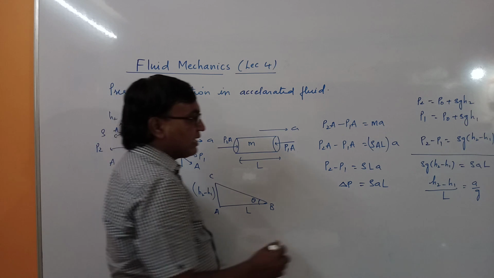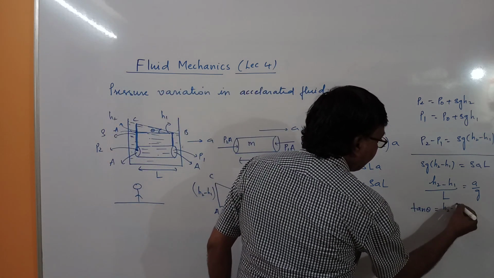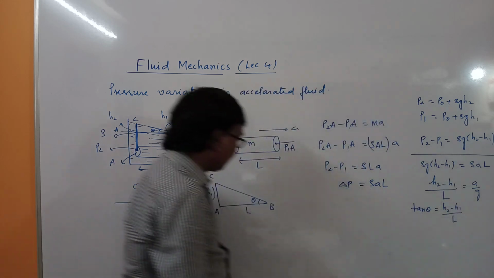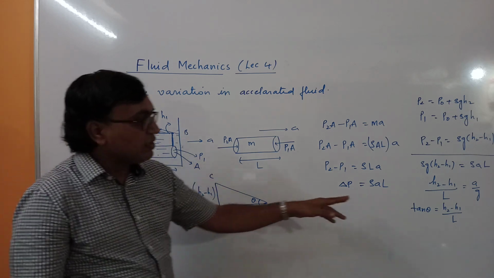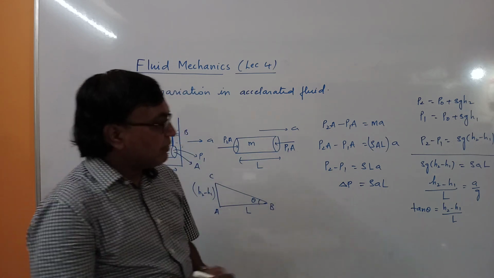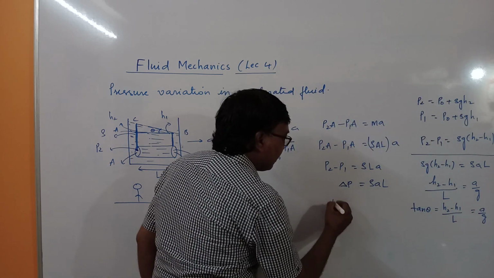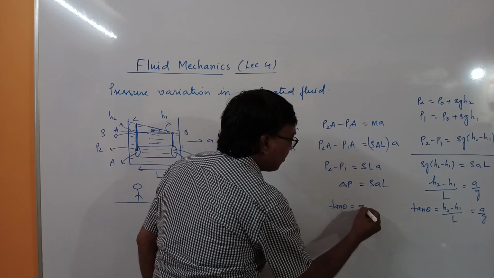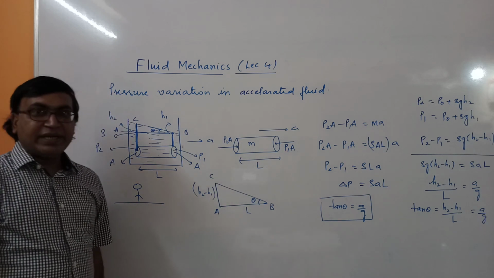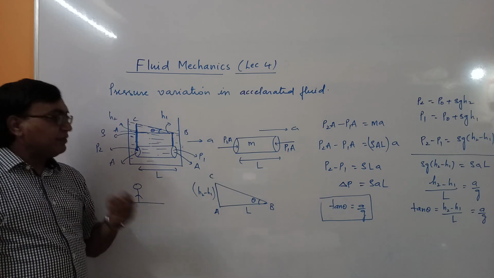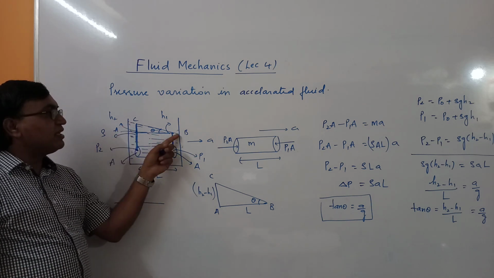From this triangle you will get tan theta is equal to H2 minus H1 by L. This is a right angle triangle, and tan theta is the opposite side by the adjacent side. So that is H2 minus H1 by L, which is equal to A by g. So we got tan theta is equal to A by g. So it is a straight line inclined at angle theta with the horizontal. This is the free surface of the liquid.